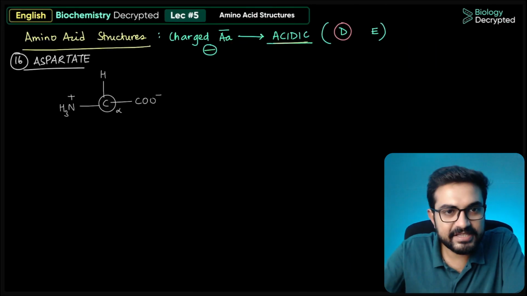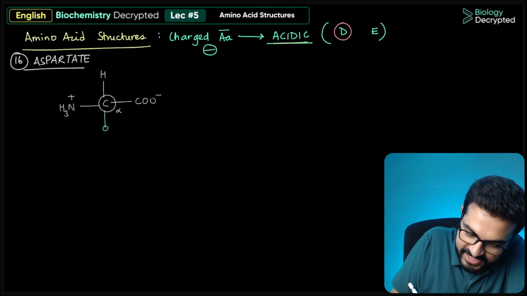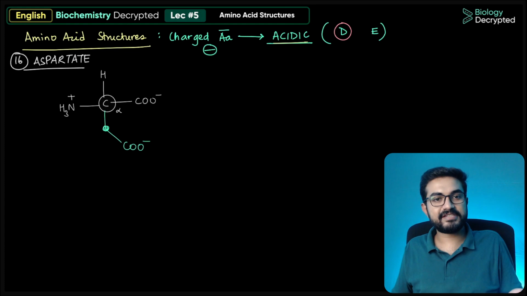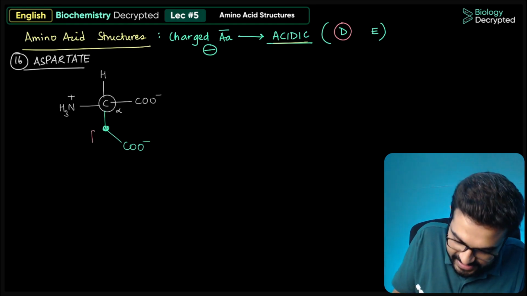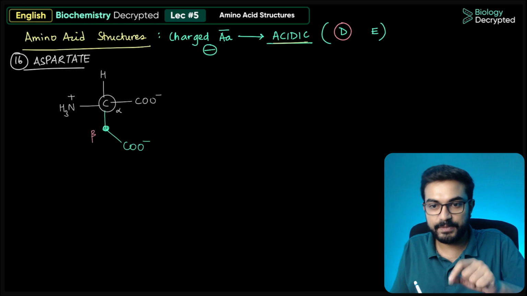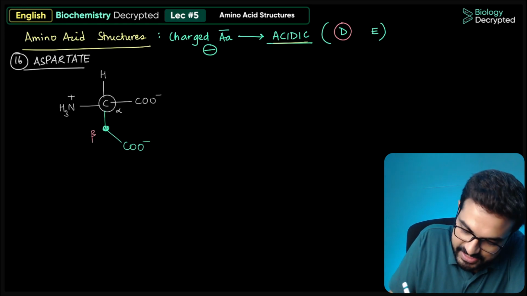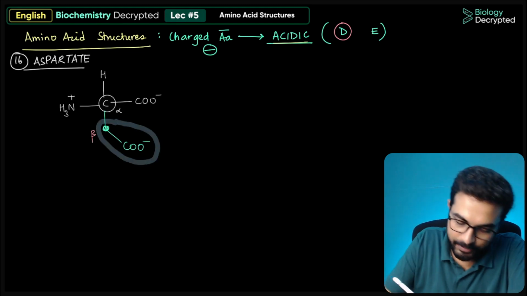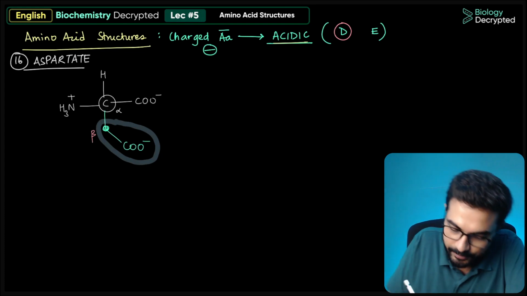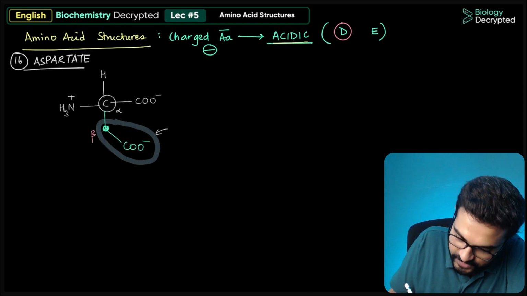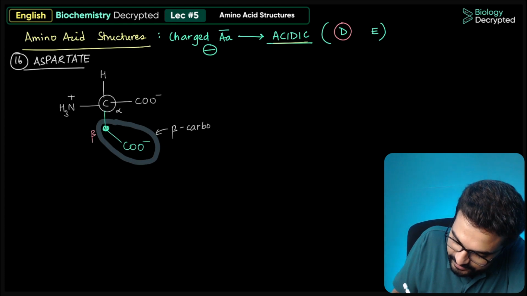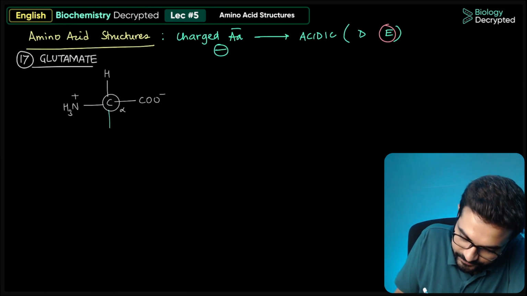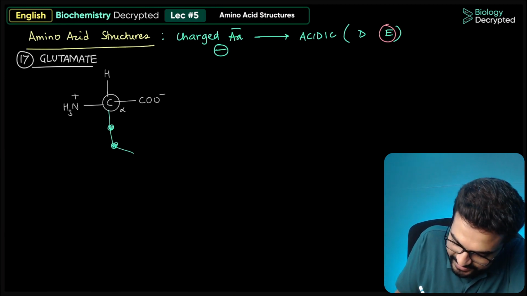Now we have already seen the structure of aspartate and glutamate. Let's just make it once again. This is the structure of aspartate, and let me tell you that this is the beta carbon. So this particular group can be called a beta carboxylate group. Similarly, if we talk about glutamate, there will be two carbons, and then there will be COO minus.